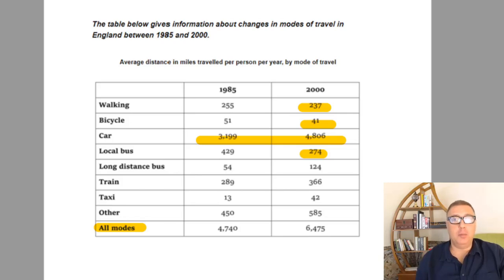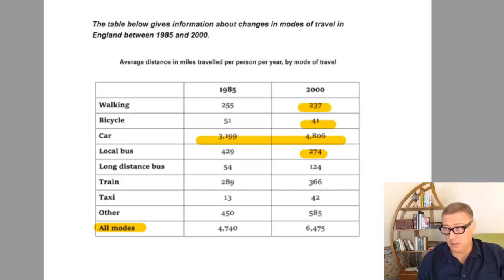So all modes of travel increased from 1985 to 2000, with cars being the largest, the most frequent mode of travel in both years. There were increases in all modes of travel with the exception of walking, bicycles, and local bus. That's fine. That's a really good, complete, clear overview that explains a lot.